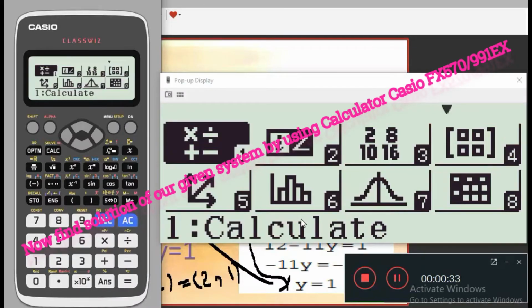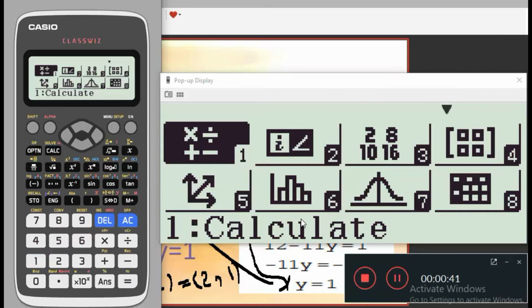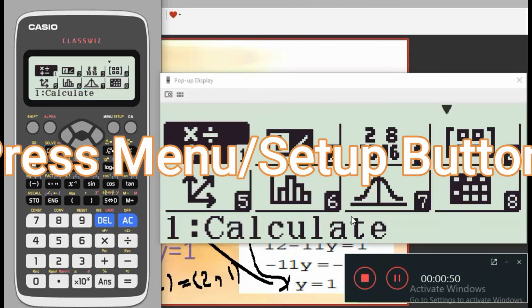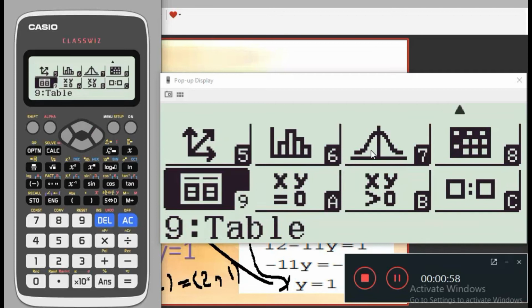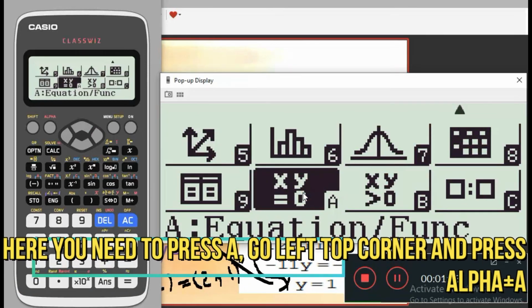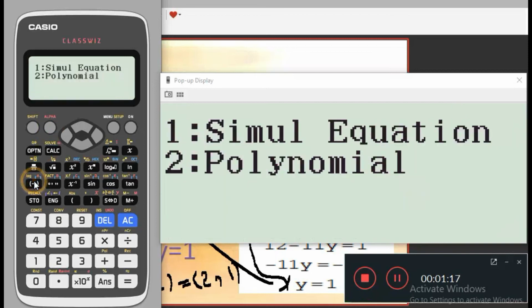Now I will guide you how you can solve your system by using a calculator. I am using the calculator ES991EX. First of all, you have to click on the AC button, then press the menu button like this. Go down and click on this. You need to press A. You see on your calculator there is an A here. Press alpha plus this one, A. You get this screen.